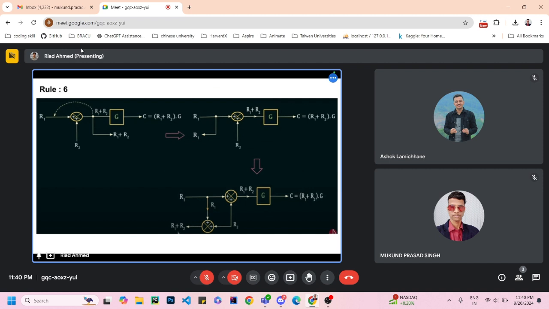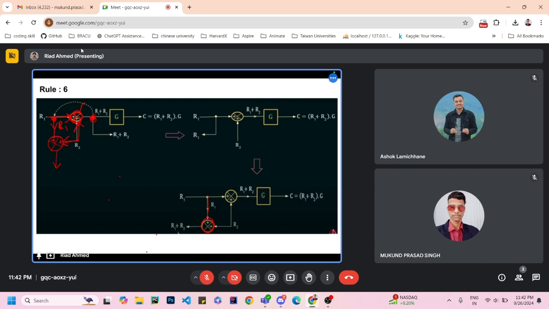So now let's jump into rule number 6. Rule number 6 is if you have a summing point and you have a connecting point at the right side of the summing point, but you need to shift this connecting point to the left side of the summing point, then you just need to add another summing point. This summing point was having two inputs, R1 and R2, and if you shift this point to that point, then this signal will have R1. But you need to add another summing point here, and give it another input from the other signal that the summing point was having. The sign will be the same: this is plus, this should be plus, and this should be the output.